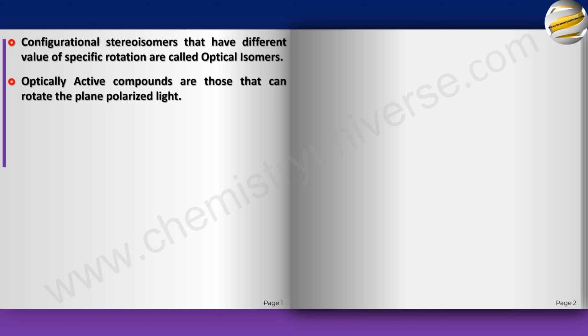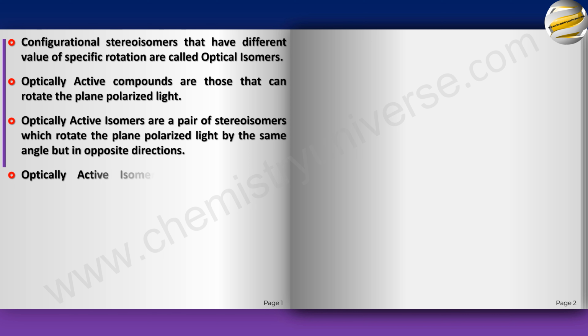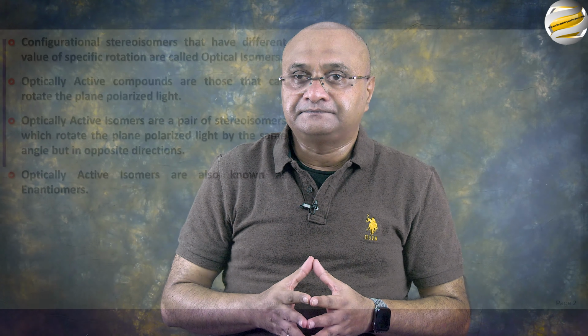Optically active compounds are those that can rotate the plane polarized light. This we've already seen. Now, optically active isomers are a pair of stereoisomers which rotate the plane polarized light by the same angle but in opposite directions. They are obviously stereoisomers because structurally they are the same. Optically active isomers are also known as enantiomers. So either you call them optically active isomers or you can call them enantiomers. It means one and the same thing.